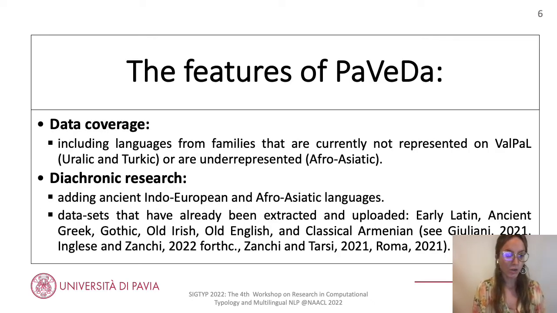PaVeDa will include languages from families that are currently not represented on ValPaL, such as Uralic and Turkic, or are underrepresented, such as Afroasiatic. We will add ancient Indo-European and Afroasiatic languages. Actually, we collected datasets from early Latin, ancient Greek, Gothic, Old Irish, Old English, and classical Armenian.